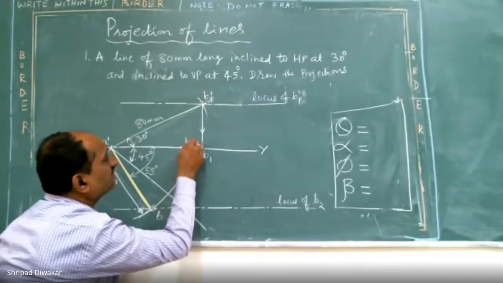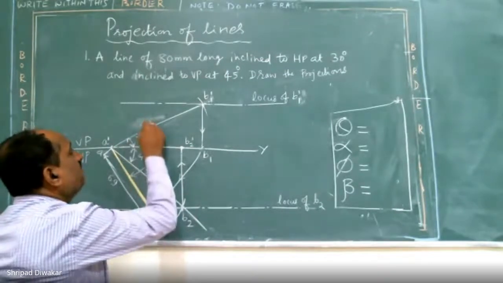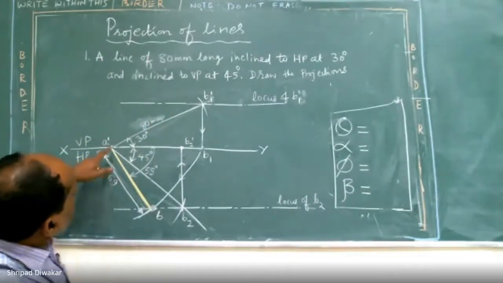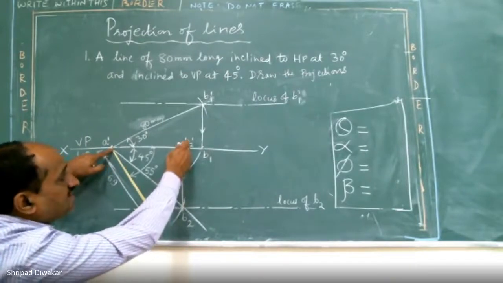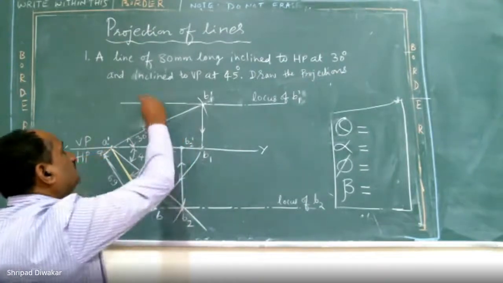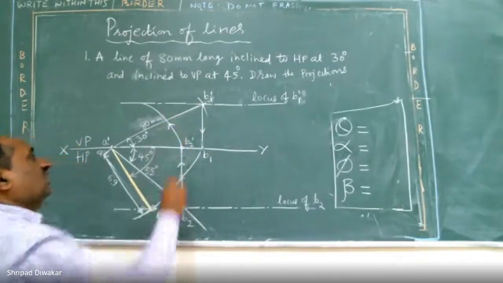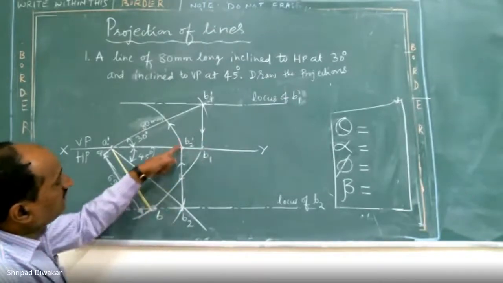Now tell me, what is the next step? Taking A dash, A dash B2 dash as the radius, and with A dash as the center, draw an arc in the upward direction. Correct. Same procedure in the upward direction. See, the arrow mark is most important. This one you are doing in the downward direction, and this one you are doing in the upward direction.